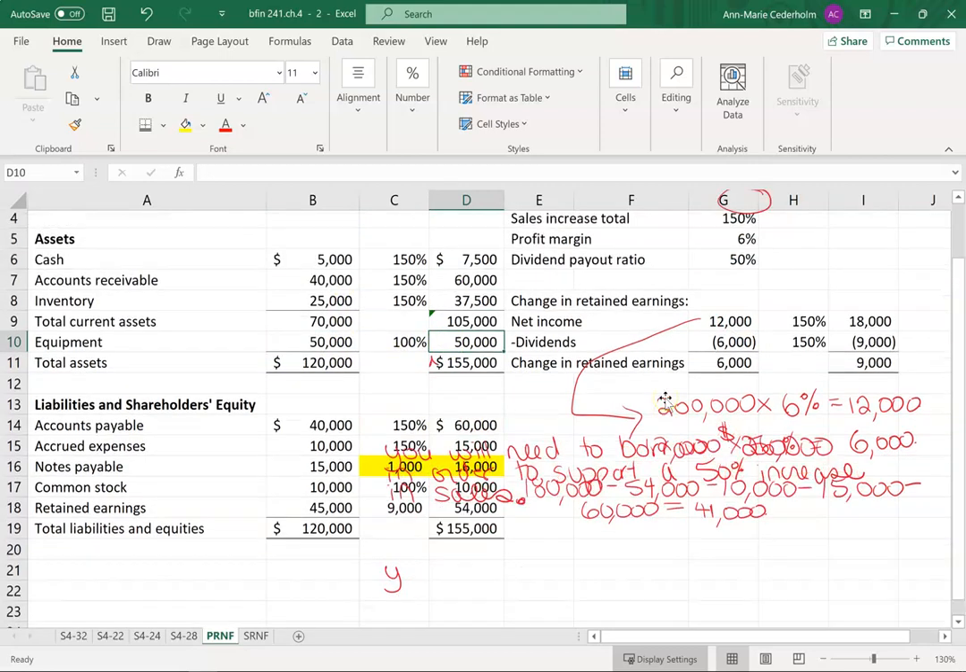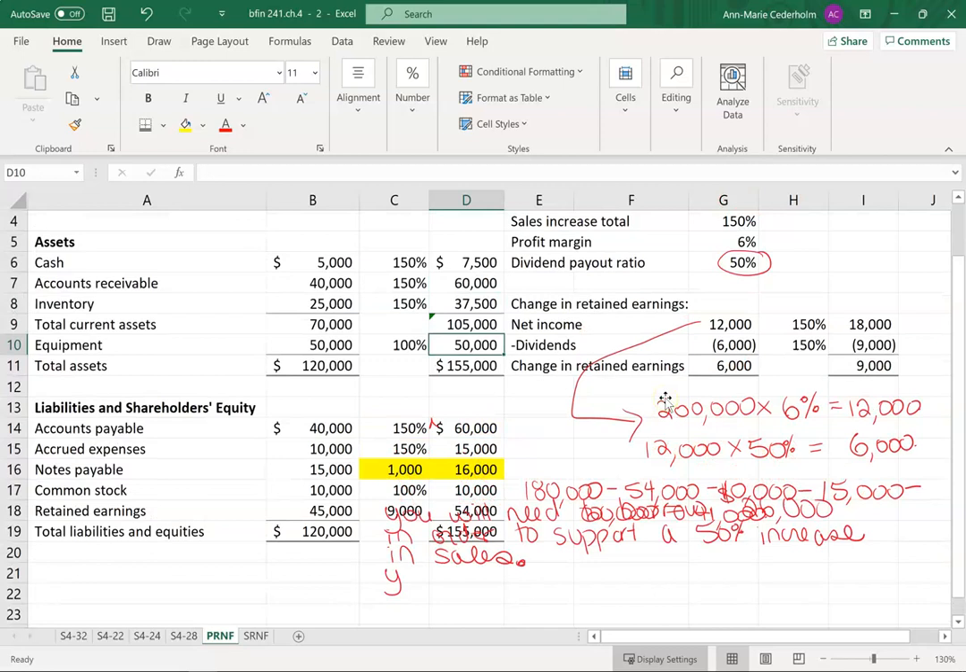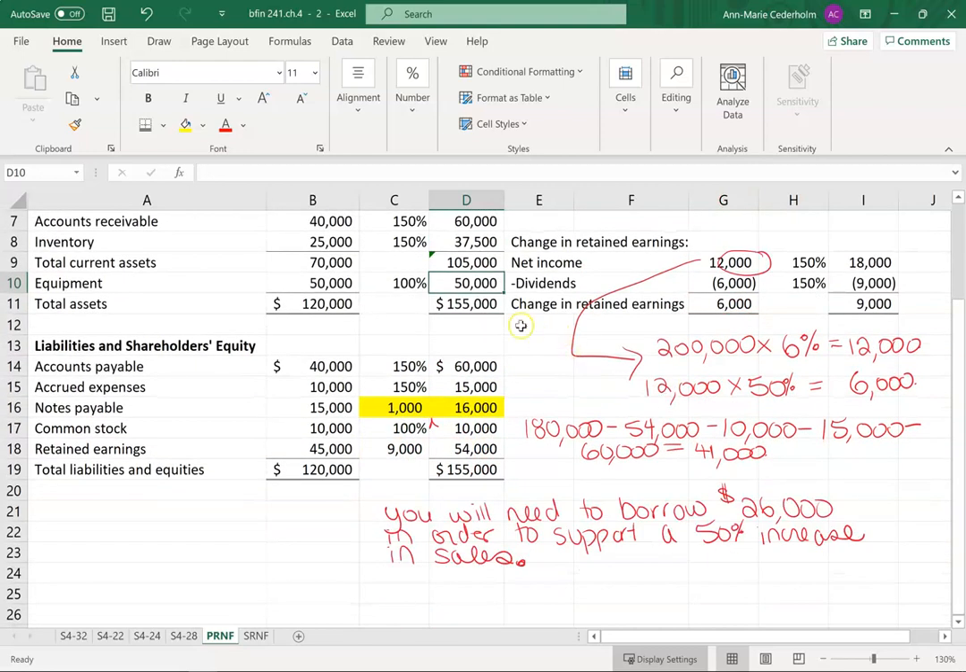Now with everything else staying the same, what's going to happen is my total assets changed. That means my total liabilities and equity will change. And then if I subtract my retained earnings and my common stock and my accrued expenses and my accounts payable from the total liabilities and equities, I now end up with 16,000. So that's only an increase of 1,000.